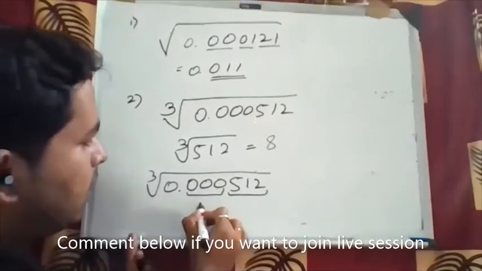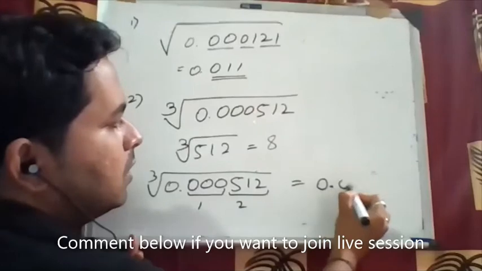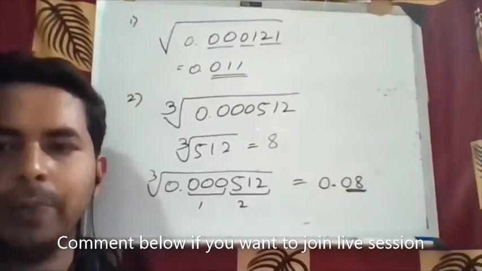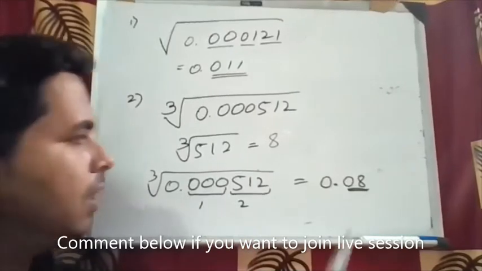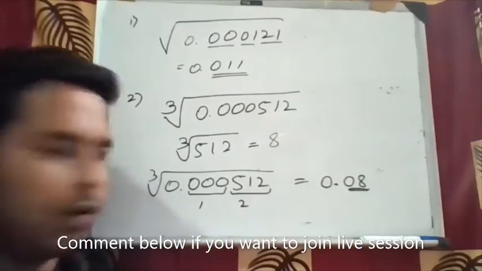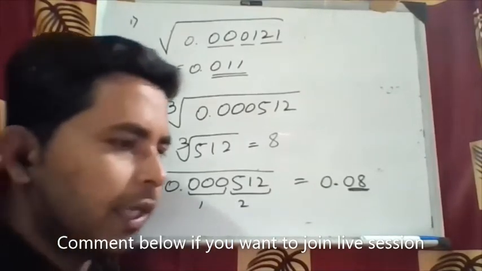Okay, so here 2 groups are there. So keep a value 0.08. This is your answer, because 2 groups are there with 3 values. Give the decimal value 2 digits before, because we got 2 groups. Understood? So I'll give one more question.